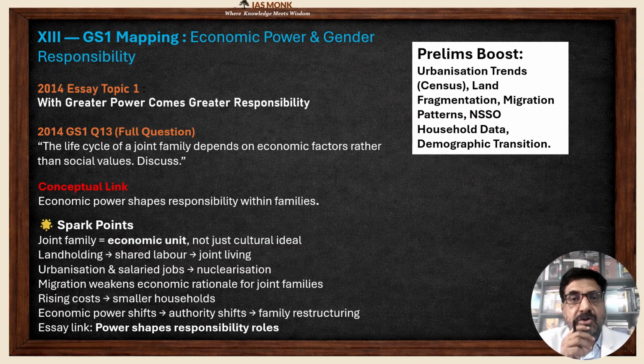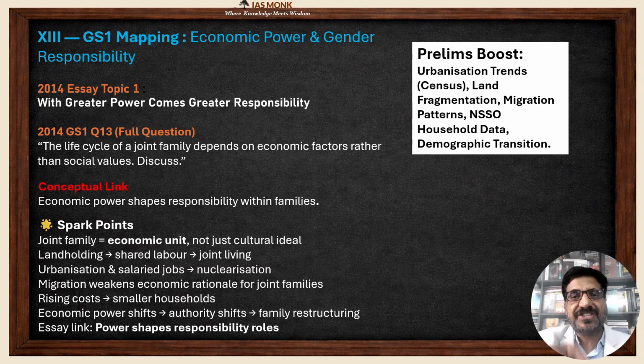Agrarian economies historically supported joint families because land was the primary asset. Labor was pooled and economic security came from staying together. With industrialization, urbanization, and salaried employment, the economic logic shifted. Mobility increased, costs rose, and nuclear families became more viable. Thus, economic power determines who holds authority, how responsibilities are shared, and when families split or consolidate.